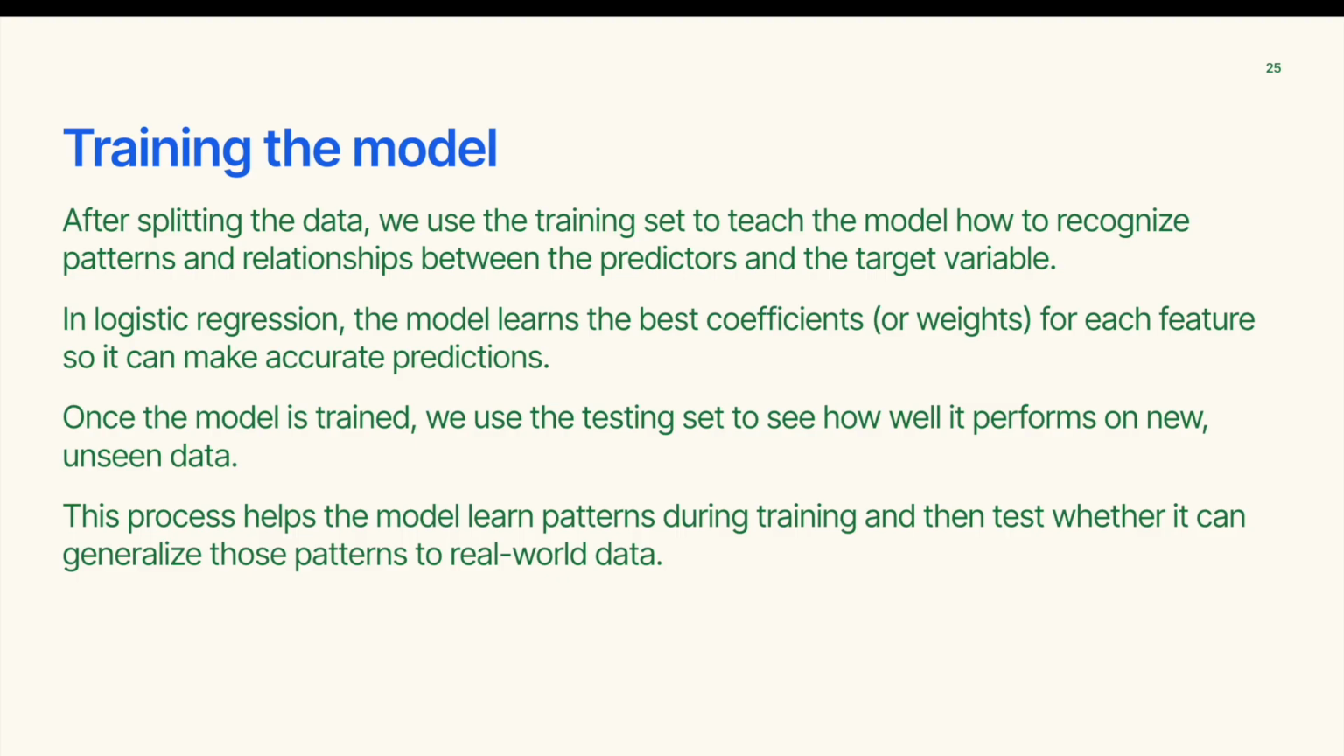So once the model has been trained, meaning it's learned those relationships, we can use it to make predictions. That's where the testing set comes in. The testing set is a completely separate portion of data that the model has never seen before. By using it, we can evaluate how well the model performs on brand new data. So this step is what separates a good model from an overfit one. A well-trained model doesn't just memorize the data, but it learns the actual pattern so that it can be applied to new situations.